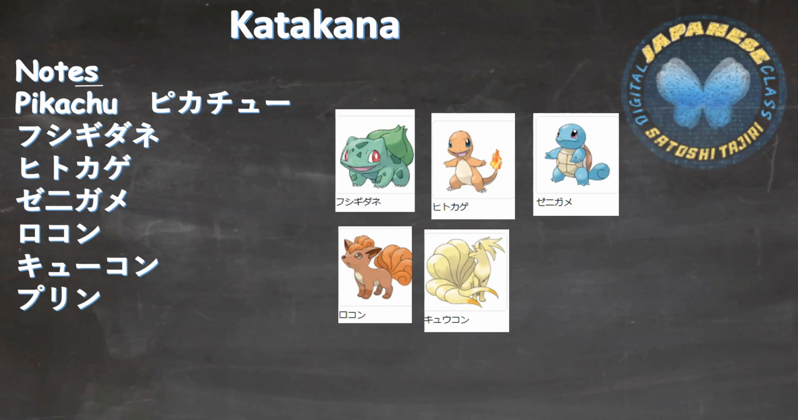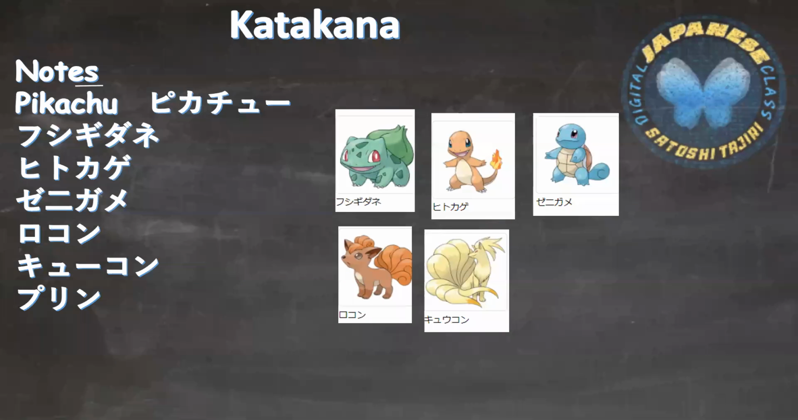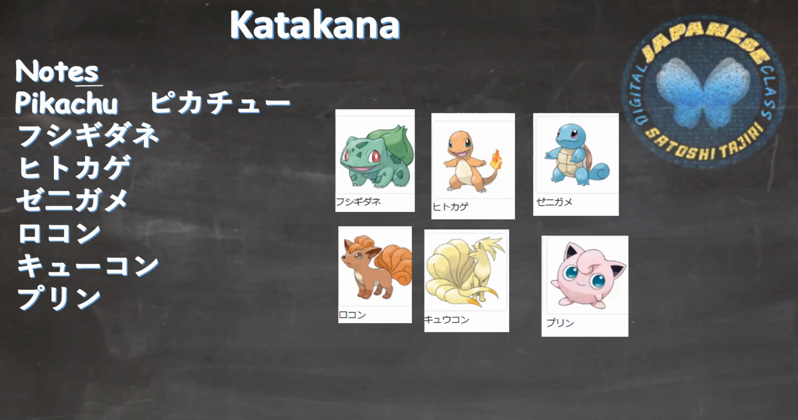Okay, next one. How about this one? Very good. So we have our Pudding, okay? So we have Pudding for our Jigglypuff. Okay? Next word.